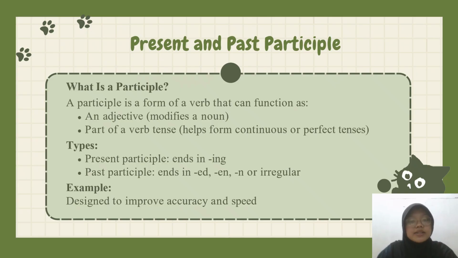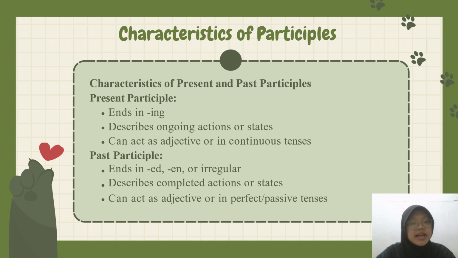Okay, let's look at the example on the slide. Designed to improve accuracy and speed. The word designed here is a past participle. It's not the main verb here, but rather functions like an adjective, describing something that has been designed. Understand so far? Okay, let's clarify the characteristic of each participle, making it even easier for us to identify them.